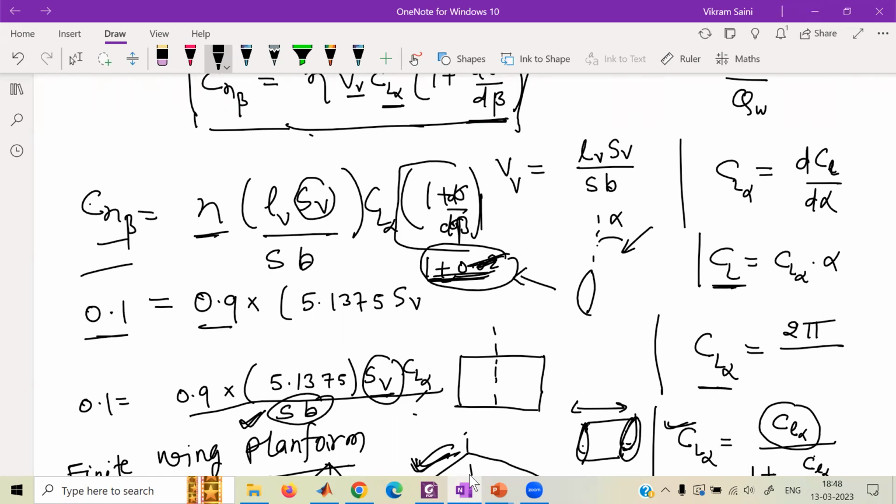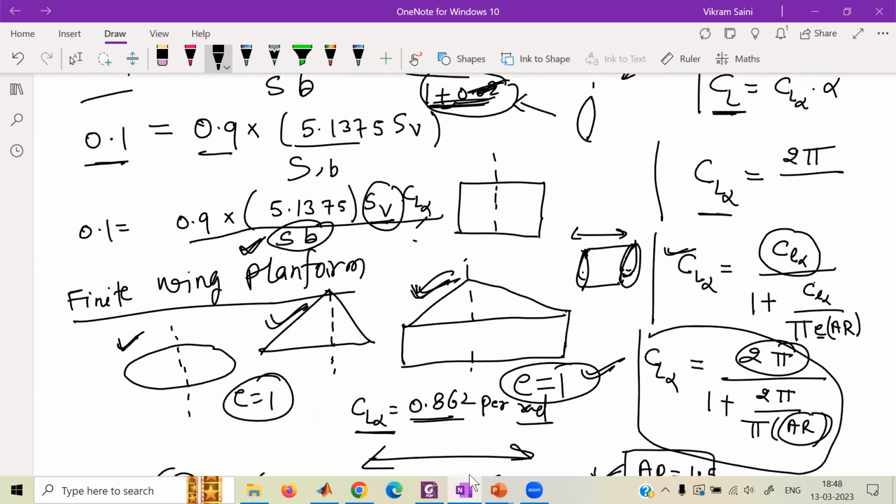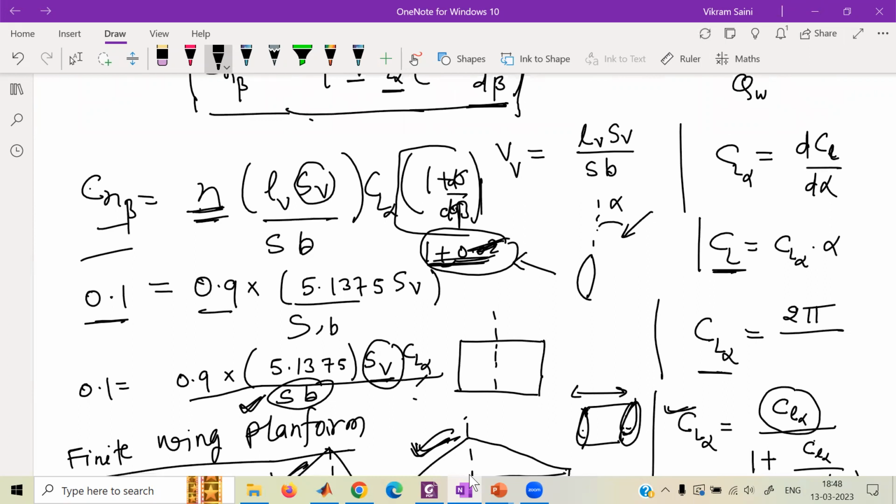So CN beta is 0.1. You can write it down if you have a notebook. Efficiency is 0.9. LV, we have taken this number. SV is unknown. B we already found from that picture. CL alpha we already found somewhere here, I wrote it, 0.862. The last number we have ignored because it's not that impactful right now. So give me the SV, and then from SV we'll go on to design the actual geometry of the vertical tail. So go ahead, do the calculation fast.